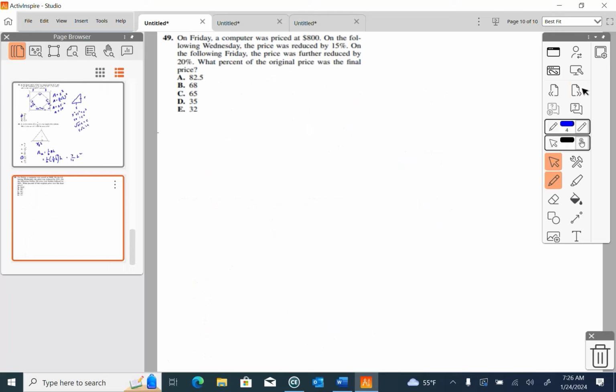On Friday, a computer was priced at $800. On the following Wednesday, the price was reduced by 15%. So that means 85% remains. So I take 800, I multiply it by 0.85. And what do I get here? Let's see here. $680.